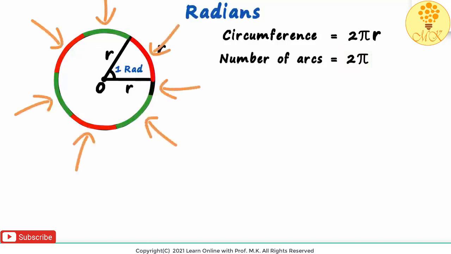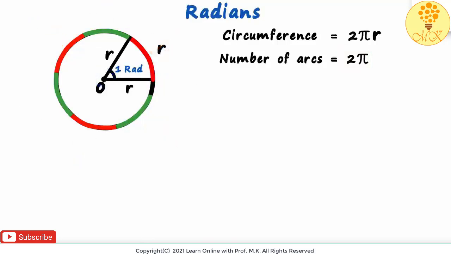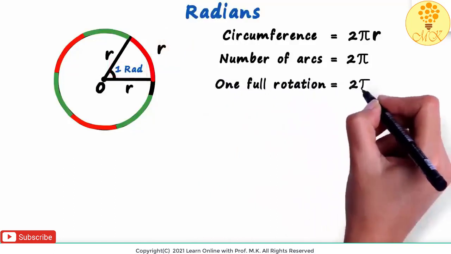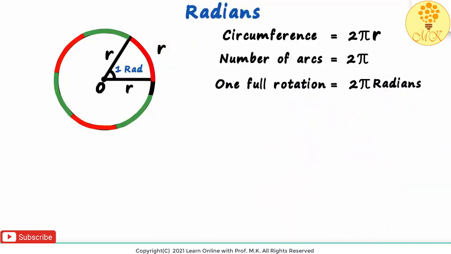And what does each arc correspond to at the center? We have seen that 1 arc corresponds to 1 radian at the center. It implies that to complete 1 full rotation, we would need 2 pi radians. And it tells us something more too. If we rotate 1 arm completely, then 2 pi radians will be covered at the center.